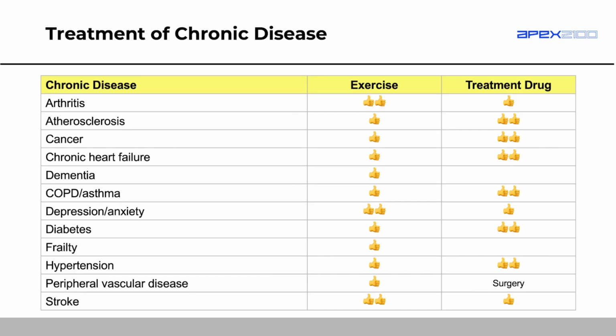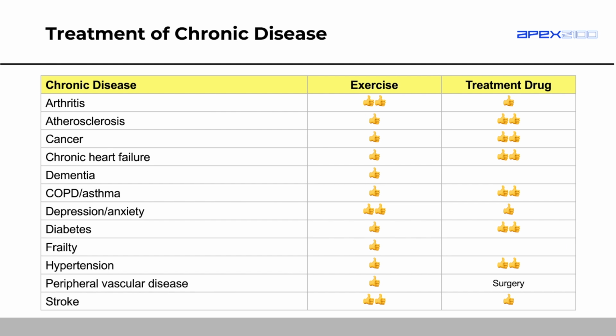We can also look at treatment of chronic diseases. So let's say you've got a chronic disease now. Can exercise help? For the most part, yes. It's quite clear that that little saying, exercise is medicine, does work. So for arthritis, atherosclerosis, cancer, heart failure, dementia, asthma, depression and anxiety, diabetes, frailty. Frailty just means weak bones, and it happens when you get older and you're not able to perform activities of daily life. Hypertension, peripheral vascular disease, we don't need to worry about what that is, and stroke as well.